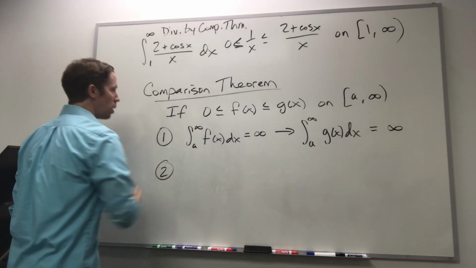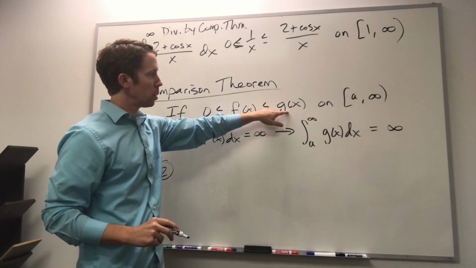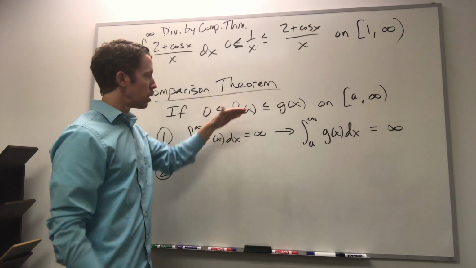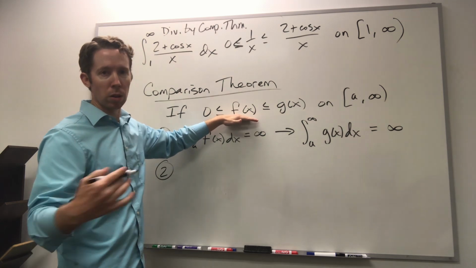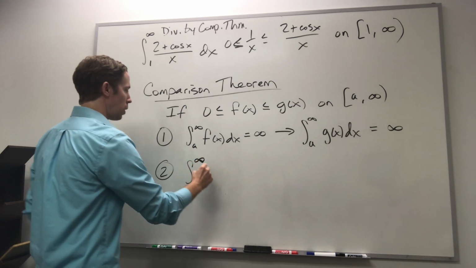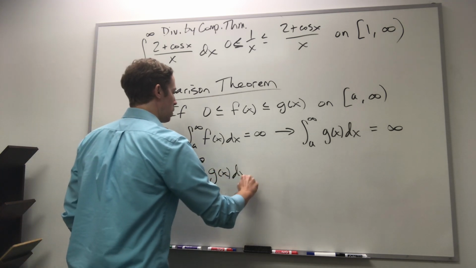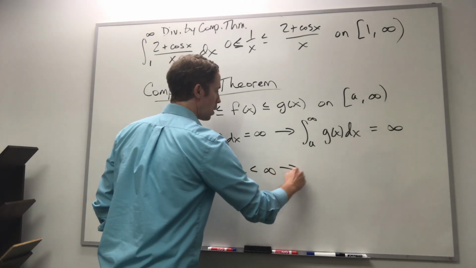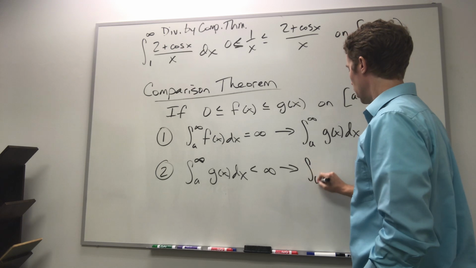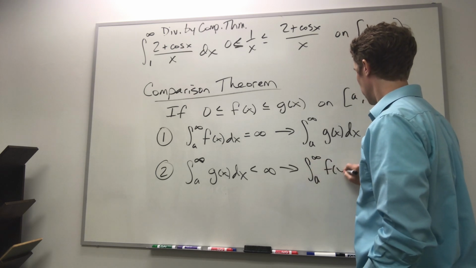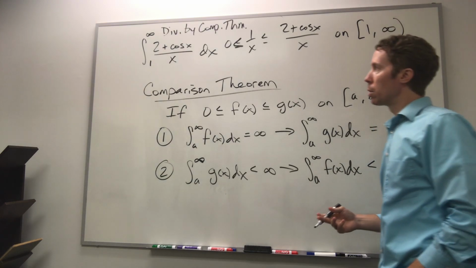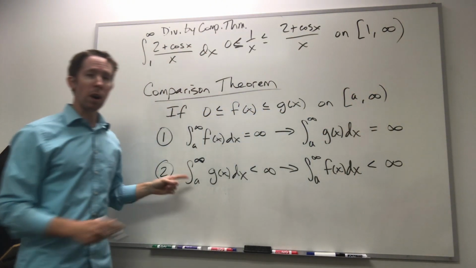And then second, if we integrated the bigger one and we found that it converges, so the area is finite, then the area of the smaller one must also be finite. So the integral from a to infinity of the big one is finite. That has to imply that the integral of the smaller one is also finite. That's the comparison theorem. We use this top one. This bottom one is good to use also.